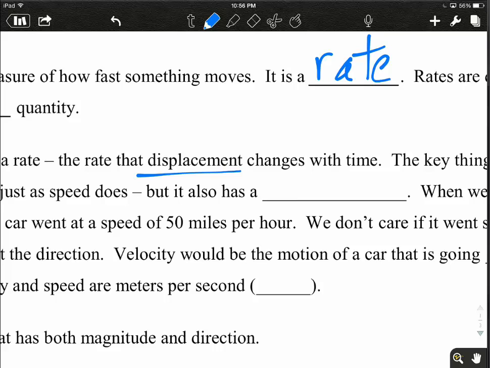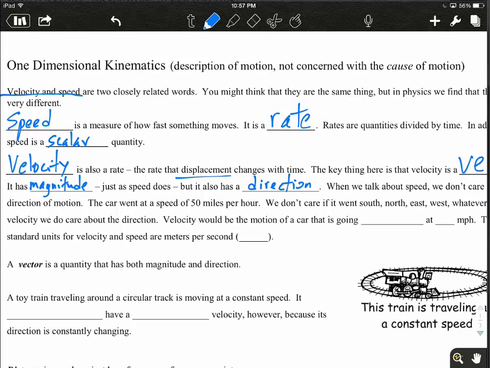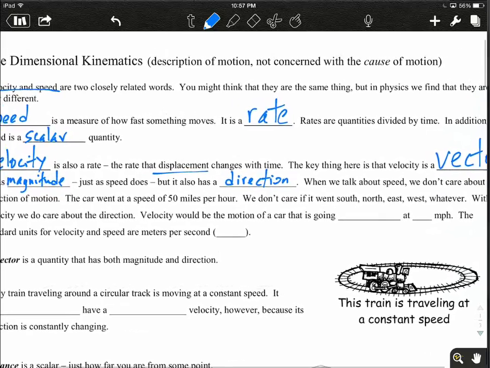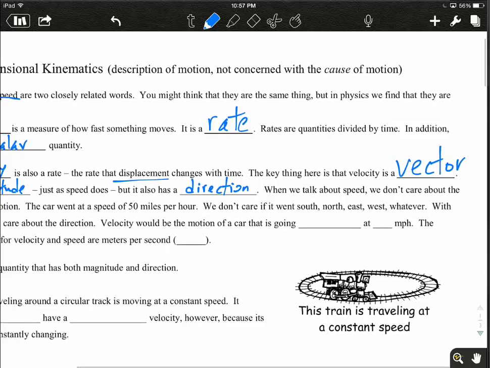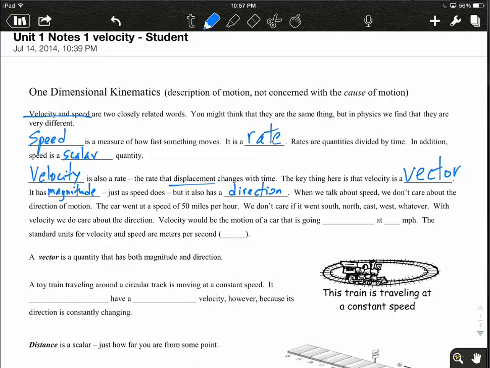But what it also has is direction, which means if I said drive 50 miles per hour, that's a speed. But if I said drive 50 miles per hour straight north, now it's a velocity, because it includes direction. So when we talk about speed, we don't care about the direction of motion. The car went 50 miles per hour. We don't care if it went north, south, east, or west, or whatever. With velocity, we do care about the direction.